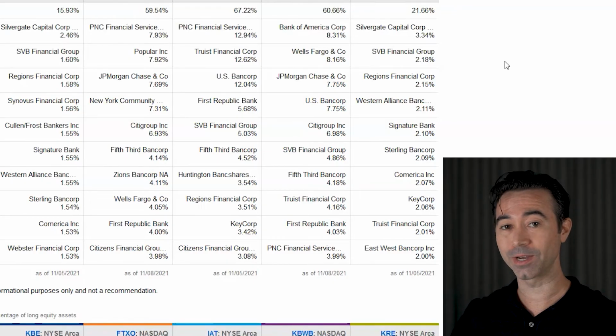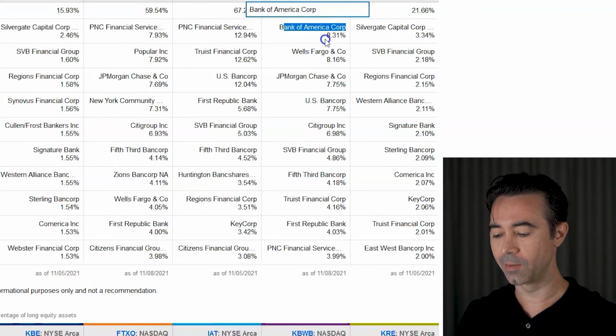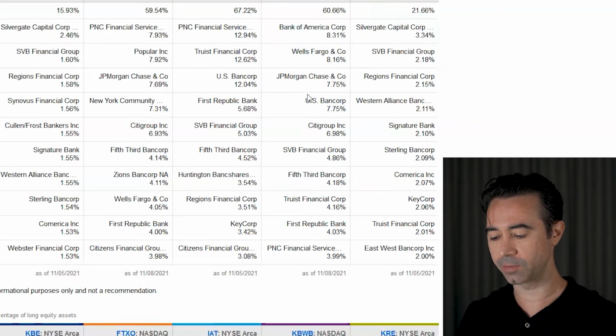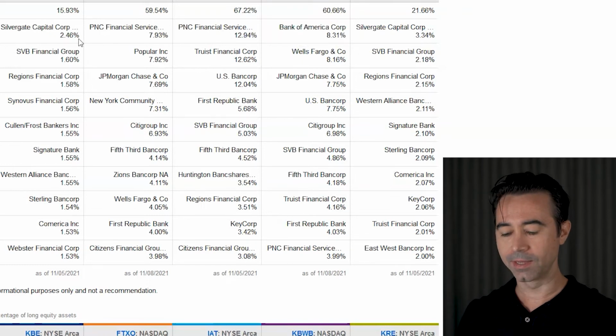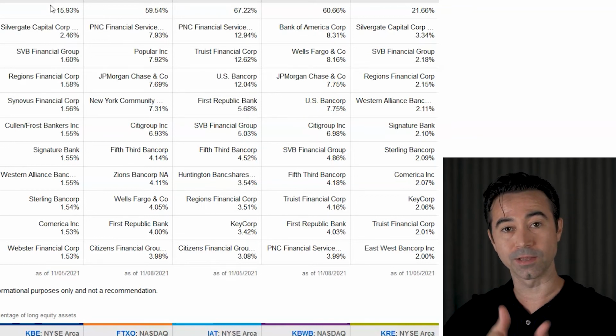And then finally, we want to see what companies are in the top 10 holdings. So for KBWB, we have Bank of America as number 1. It's 8.3% of the portfolio. Wells Fargo, JP Morgan Chase, US Bank Corp. Now, again, KBE, for example, is equally weighted. So it's going to have a lot of different positions that are very small.